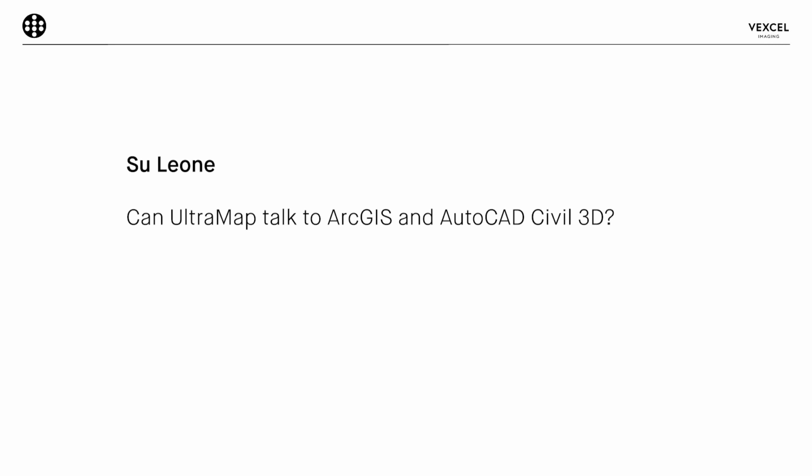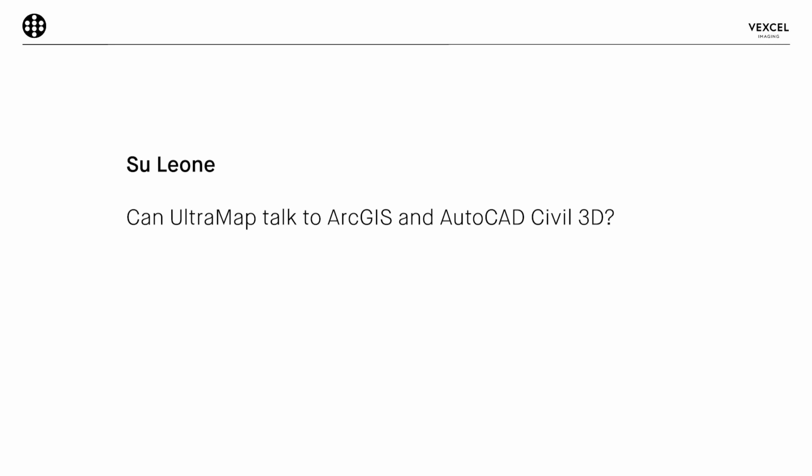Can UltraMap talk to ArcGIS and AutoCAD Civil 3D? Bernhard, that's a question for you, please. Yeah, so from the UltraMap software, we can export the data to standard file formats, among them GOT files. Also, certain data can be exported as point clouds to LAS format or to shapefiles. So all these files can be well understood by the software ArcGIS and AutoCAD Civil 3D. So yes, there is definitely an interface possible.